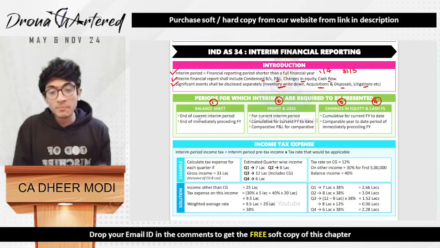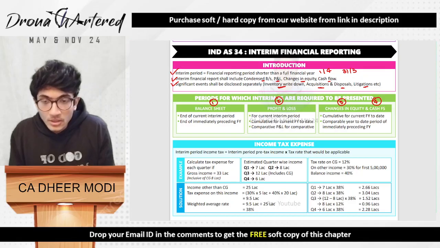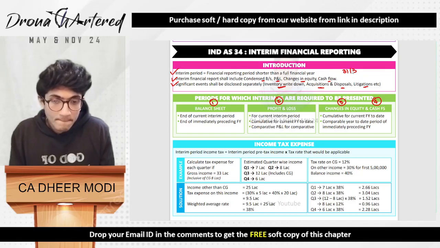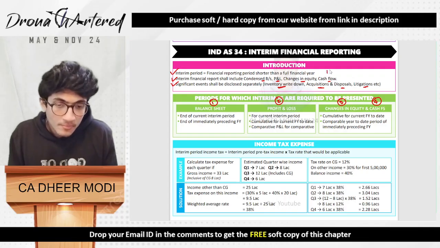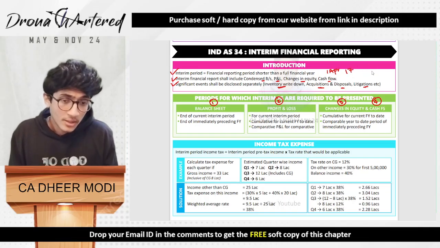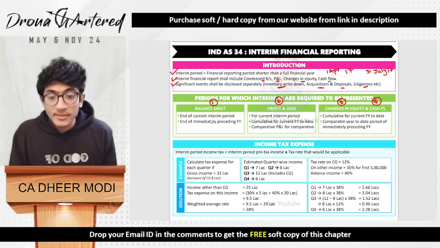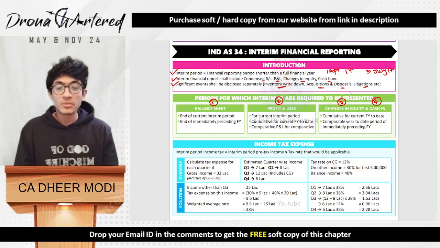So whatever your interim period is, say for example, your interim period is from 1st April 17 to 31st July 17. In such a case, end of the current interim period, that means you will make the balance sheet at the end of 31st July 2017.